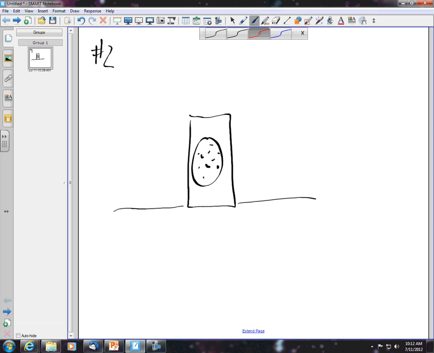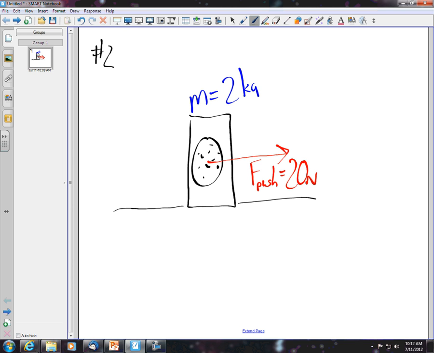and I'm going to just draw it from the center of mass. So it's pushing on this side, the left side there. I'll just call it force push. Remember from the notes, I sometimes call that force applied. That's fine. 20 newtons. And the mass of the box is 2 kilograms. I'll even put a little mass box.